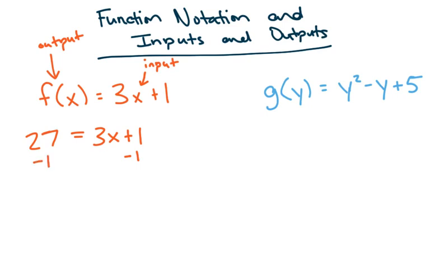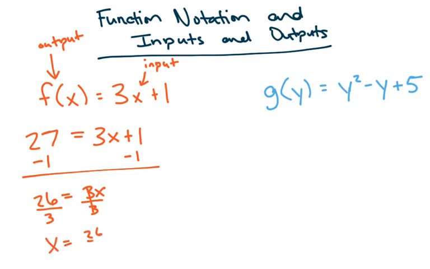You would subtract 1 from both sides. 27 minus 1 is 26 equals 3x. Okay, then you would divide by 3 on both sides, and you end up with x is equal to 26 over 3, which you could work out into decimal form. It's going to be 8 point something or another. But the point is, this would be your input that you calculated here.